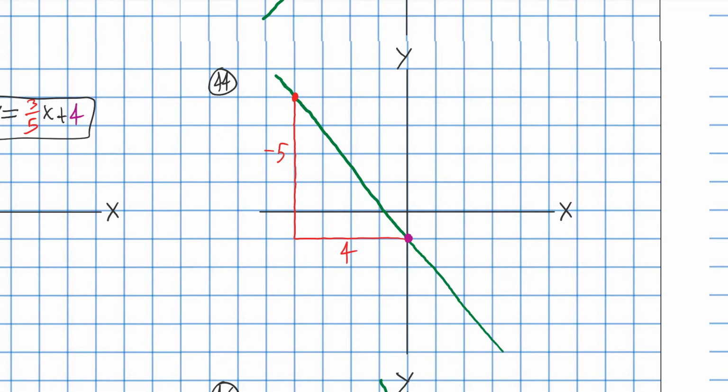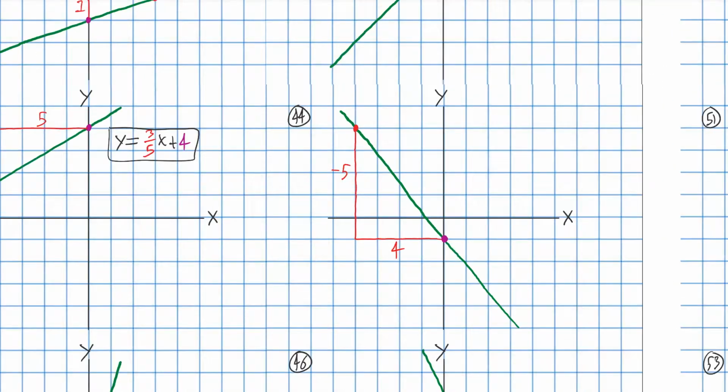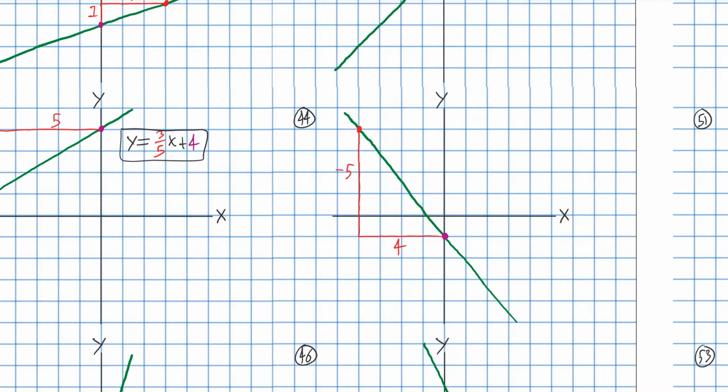It really doesn't matter which one you put, positive or negative, as long as you understand that the slope is negative because the line is going down from left to right. So now we can write the equation. Y equals mx plus b, and it would just be -1 because b is negative.